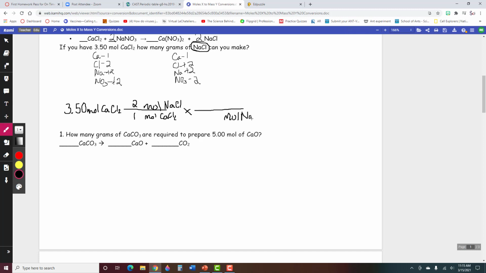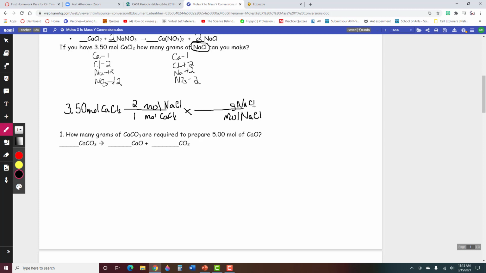That way you don't have to memorize what goes where. It's just always the rule. Units should be diagonal to each other. See, these units are diagonal to each other. These units are diagonal to each other. And then the unit that they asked you for should be your final unit on top. So this is grams of NaCl.